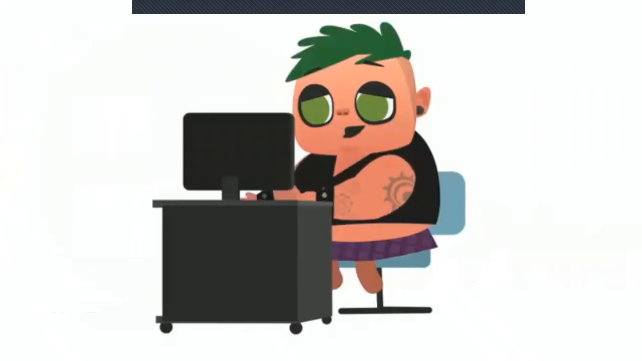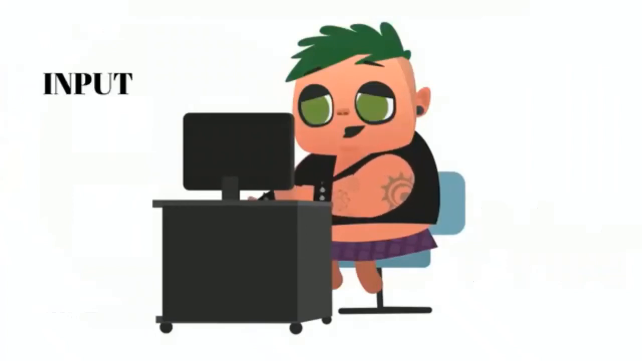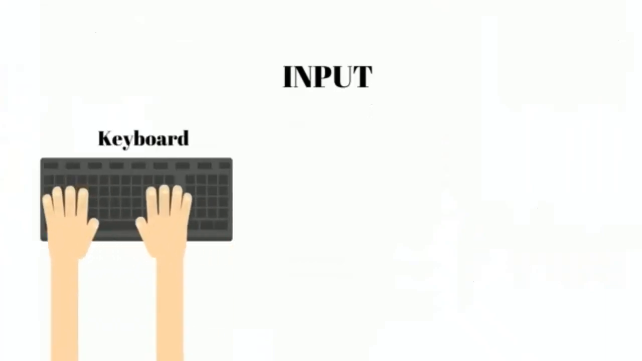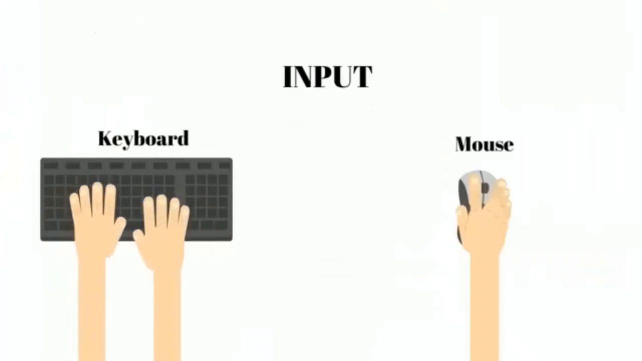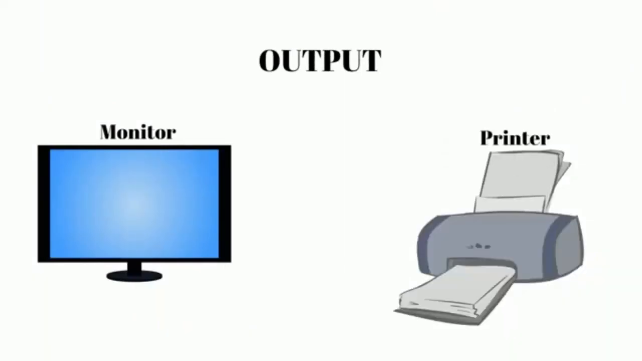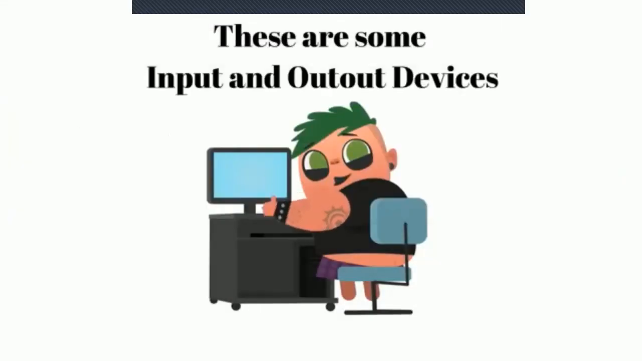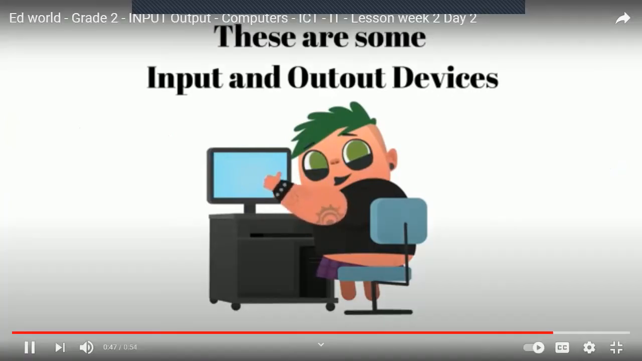Hello guys, let's learn about the input and output devices. Hello everybody, so let's learn about some input and some output devices. The input devices include a keyboard, that's an input device, a mouse, that's also an input device. The output devices include the monitors that show us the pictures and the printer that takes out the print. I hope you guys have learned about some of these input and output devices. Let's learn more.